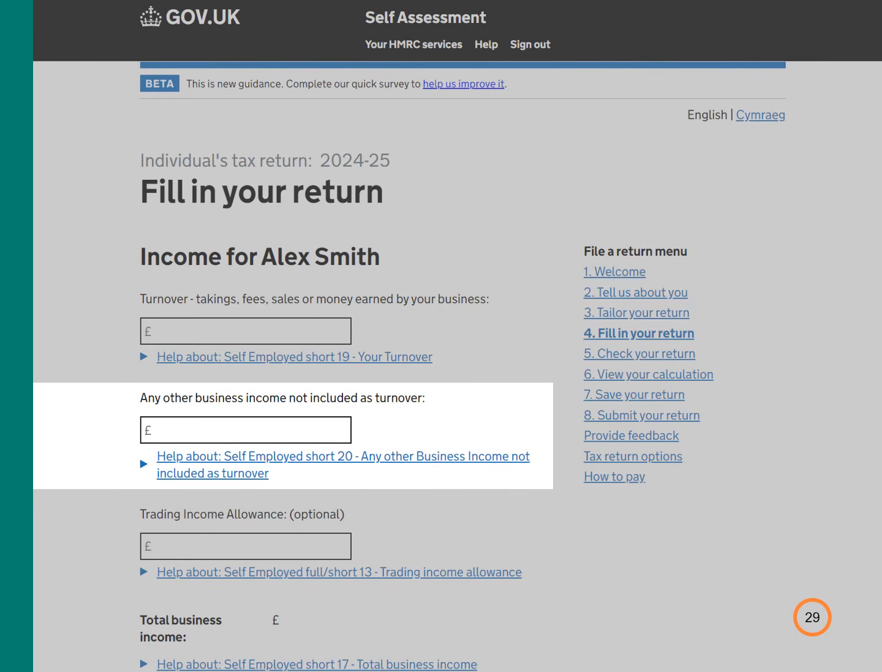Enter any other business income that doesn't form part of your turnover here. For example, this could include a rental income from letting part of your business premises or payments for the right to cross your land. Don't include income that you intend to include elsewhere in your tax return, such as business bank interest received. Also, don't enter any income from another trade or business. This should go on a separate self-employment page.